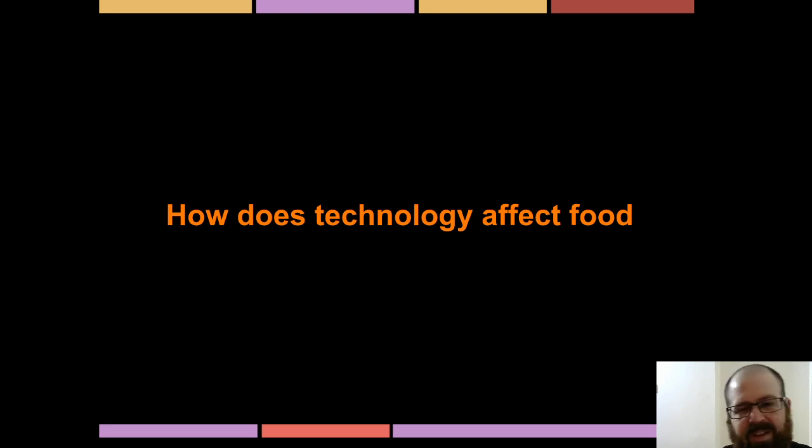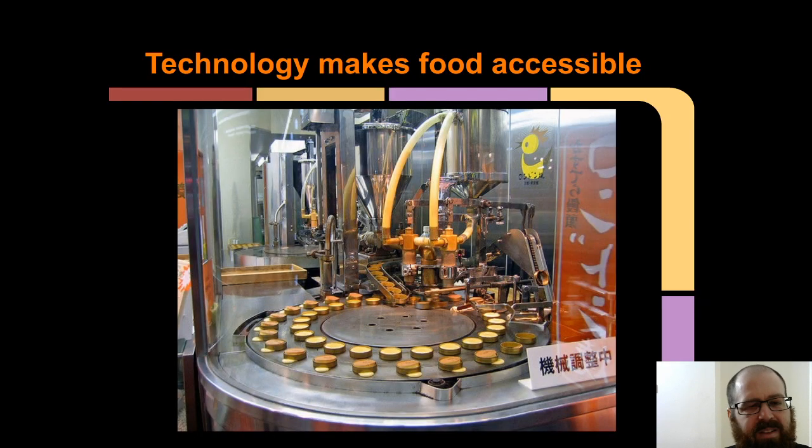It's because it's not as straightforward as you think. So the main thing technology does is it makes food more accessible. Cakes are mesmerizing, and this machine is a cake making machine.